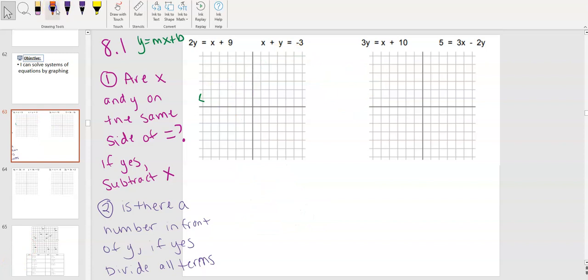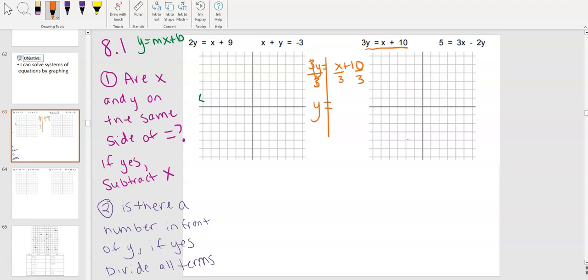Let's practice another one together. So I'm going to go ahead over here and we're going to do this one first. So I'm going to have 3y equals x plus 10. All right, so I'm going to ask the first question. Are x and y on the same side of the equal sign? No, they are not. So I'm going to jump to question 2. Is there a number in front of y? Yes. So I'm going to divide every term by 3, and I'm not going to get a perfect answer.